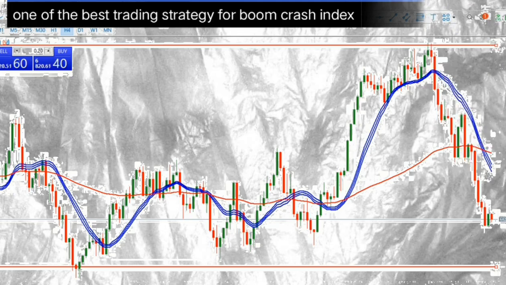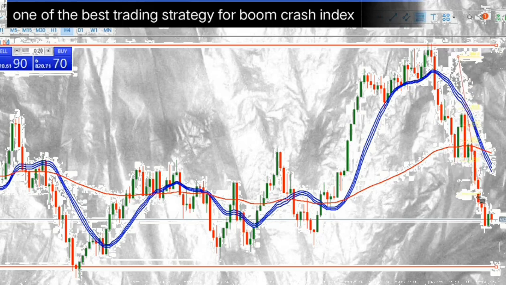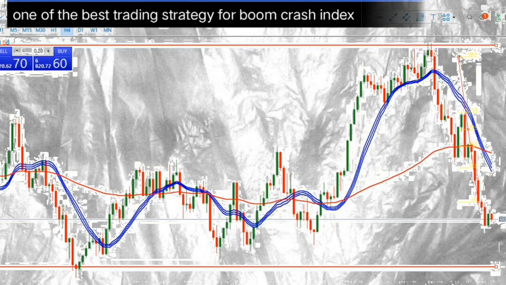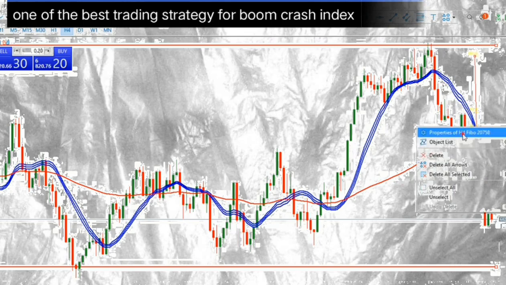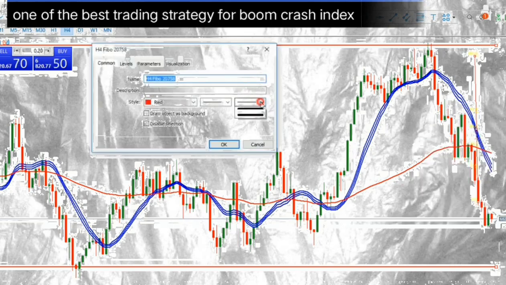So anytime this cross happens, anytime you are watching something on your higher time frame, either on Crash 1000 or Boom 1000, or something of that nature happens, you have a big opportunity to enter your trade. That is how simple this strategy can be.